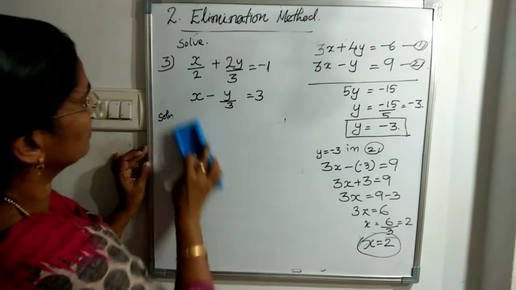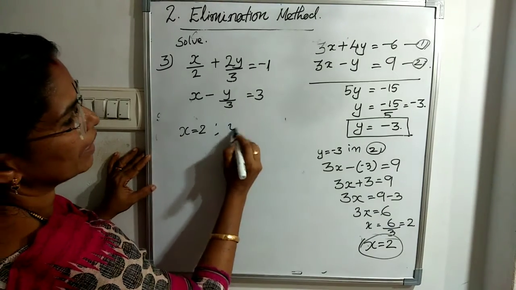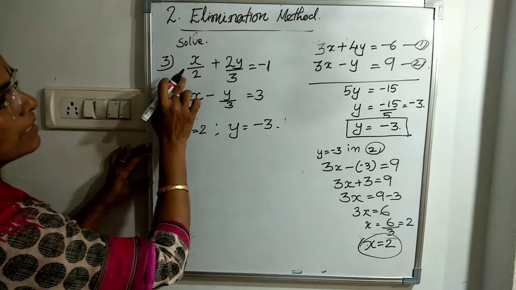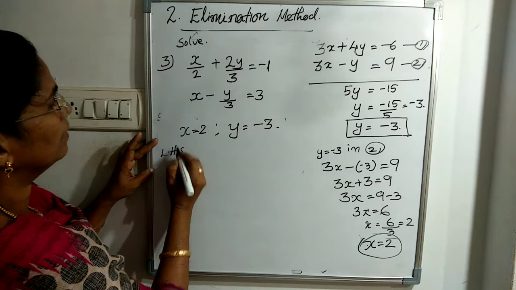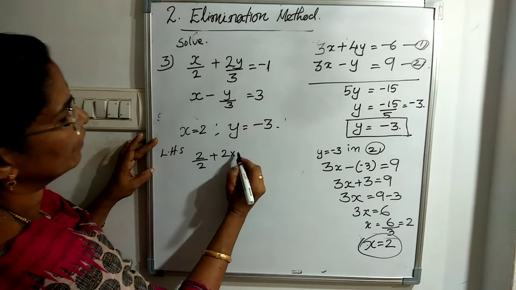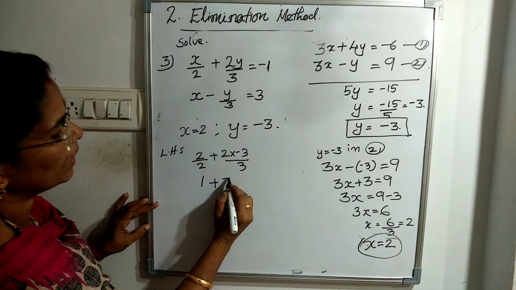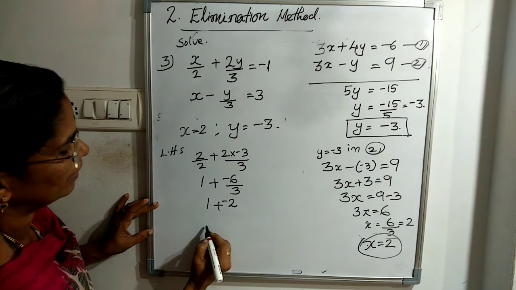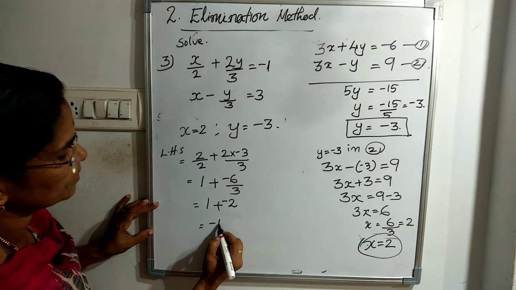We can check whether our answer is correct or not. We already got x equal to 2 and y equal to minus 3. Check this in one equation, we can select this equation. The left side we are taking: x by 2, 2 by 2, plus 2 into y, which is minus 3, by 3. So 2 by 2 is 1 plus minus 6 by 3. So 1 plus minus 2. What is the answer? 1 plus minus 2. This we are taking as the left side. Okay, the answer is minus 1.